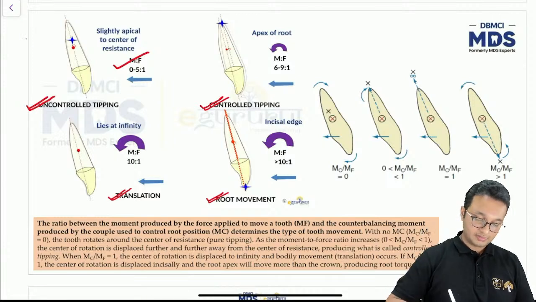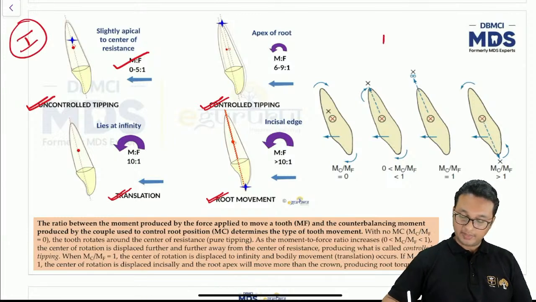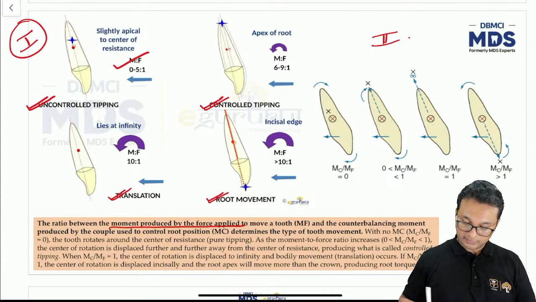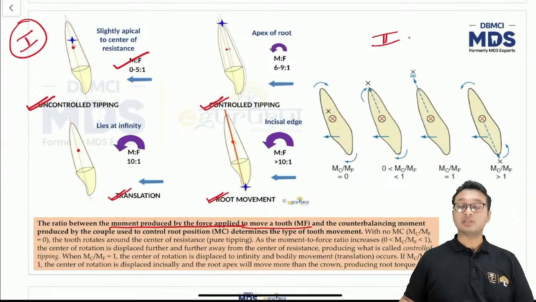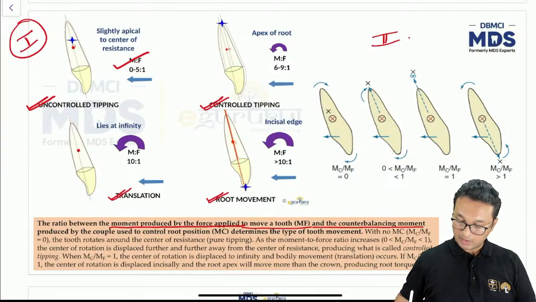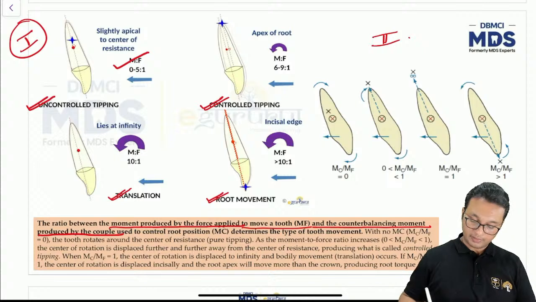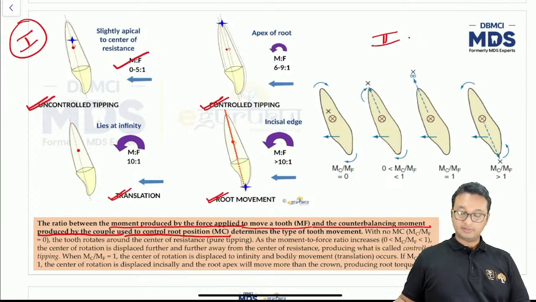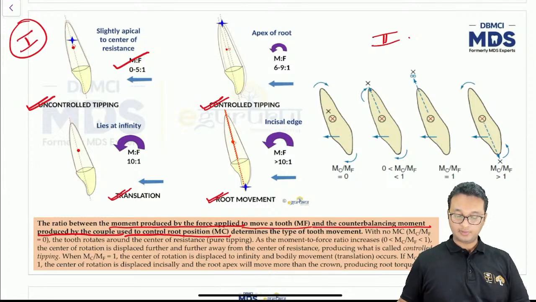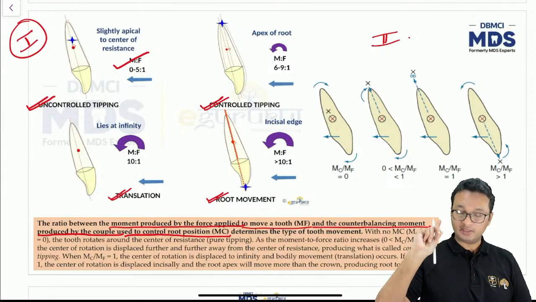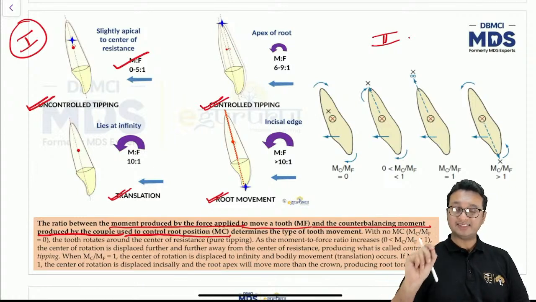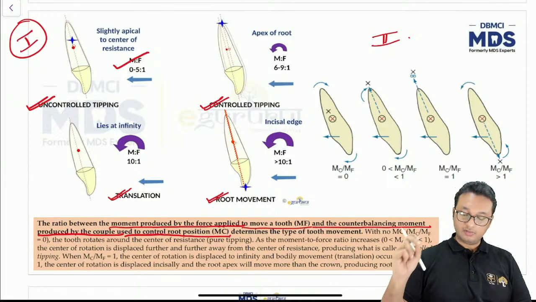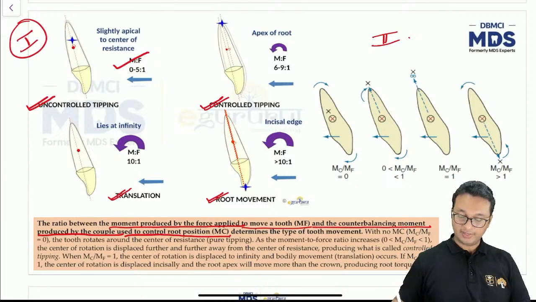That is one aspect. Now, the second aspect is the ratio between the moment produced by the force applied to move a tooth, that is called the moment of force, and the counterbalancing moment produced by the couple used to control root position. That is called the moment of couple. The ratio between the moment of couple and moment of force determines the type of tooth movement you intend to produce.